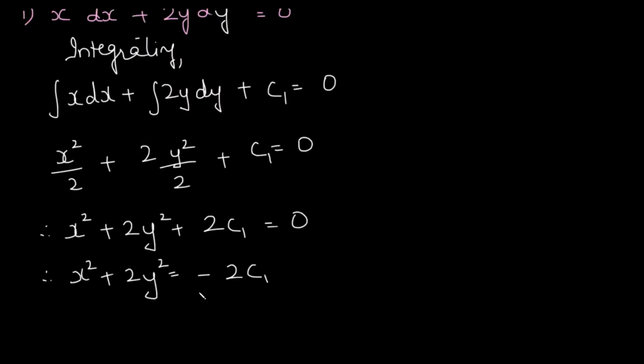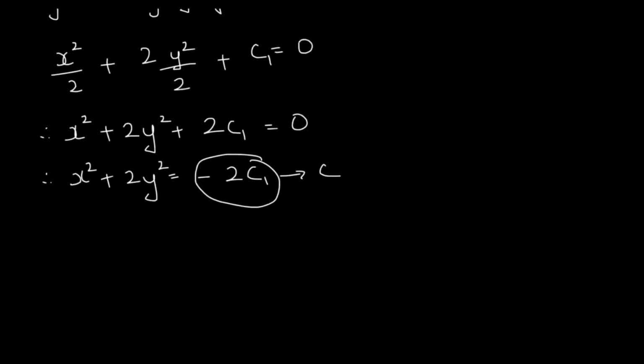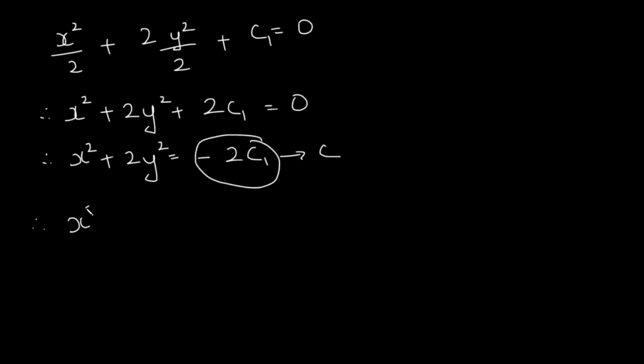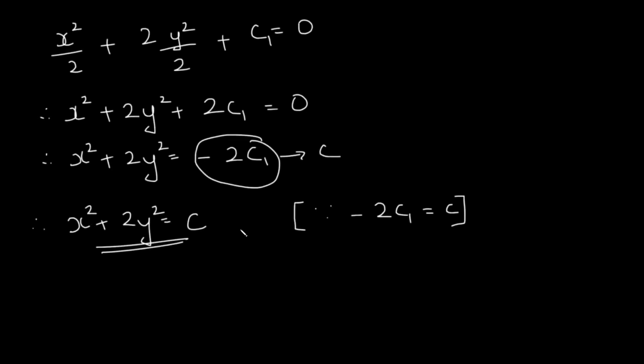Now this minus 2c1 is a constant. It can be converted into a new constant called c. So therefore we get our final answer, that is x square plus 2y square is equal to c. Why so? We can write the reason here, because minus 2c1 is equal to c. So this becomes the answer as it is given in the textbook.